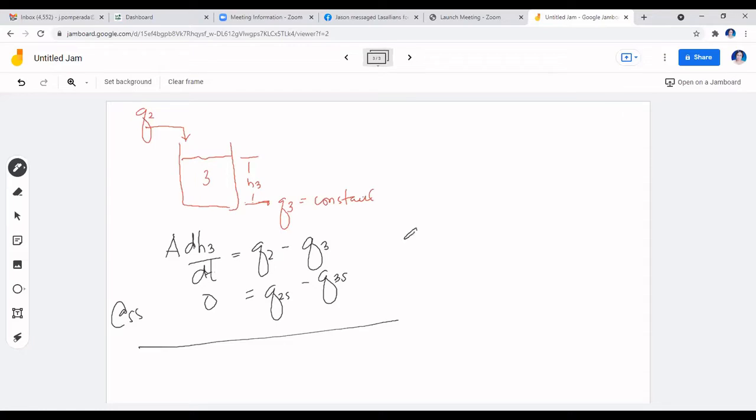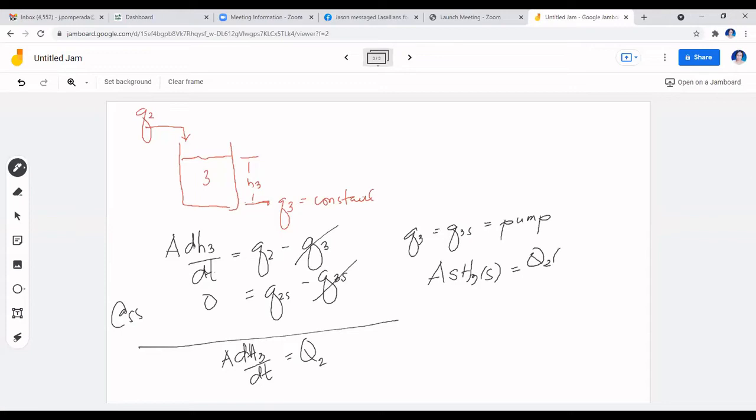So you have here Q3 is equal to Q sub 3 of S, since we have a pump. So it's constant, so we get to cancel this one. And what we have is the capital H3. I'll just go straight to the capital because it could be converted to the capital. And then we have capital Q sub 2. Okay, if we take the Laplace transform of this, you have A S H3 of S equal to Q sub 2 of S.